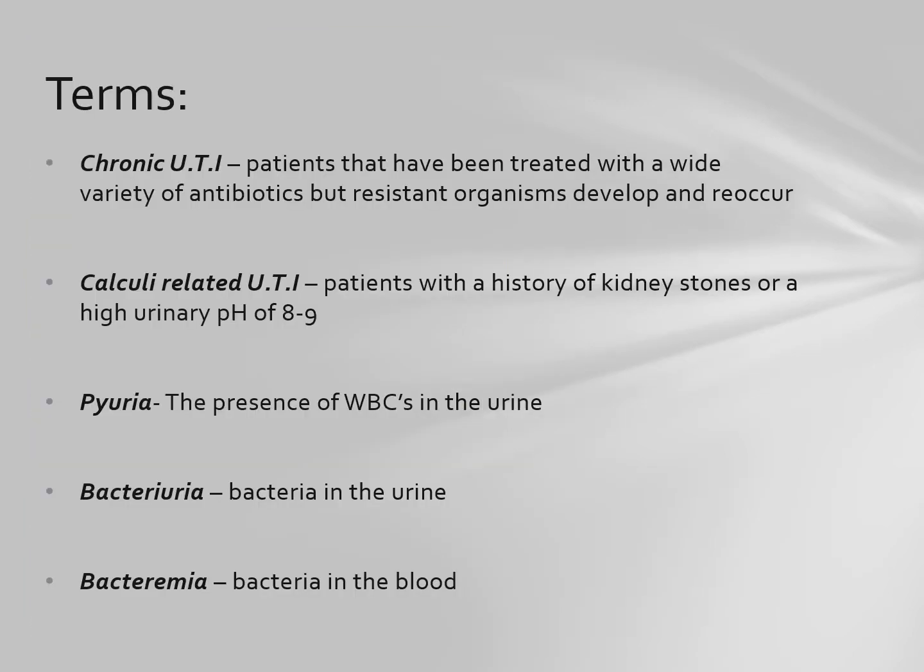So here's some terms I want you to be familiar with. The first term is chronic UTI, and that's when patients have been treated with a wide variety of antibiotics, but those organisms are resistant to antibiotics, and so they continue to get urinary tract infections. We also have calculi-related urinary tract infection, where patients have a history of kidney stones or a high urinary pH that's very alkaline of about 8 to 9.